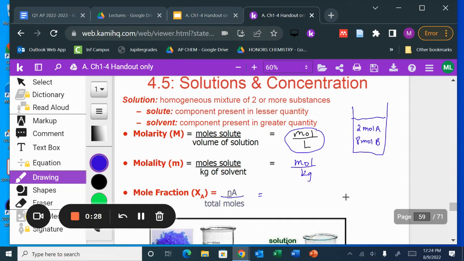All that is, if you're interested in the moles of A, you put the moles of A on the top over the total moles, which is 10. 8 plus 2 is 10 moles total. And this is A: 2 over 10 is 0.2. It stays as a fraction, and this is the mole fraction of A. The symbol for mole fraction is an italicized X, A. Okay? So let's now focus on molarity.